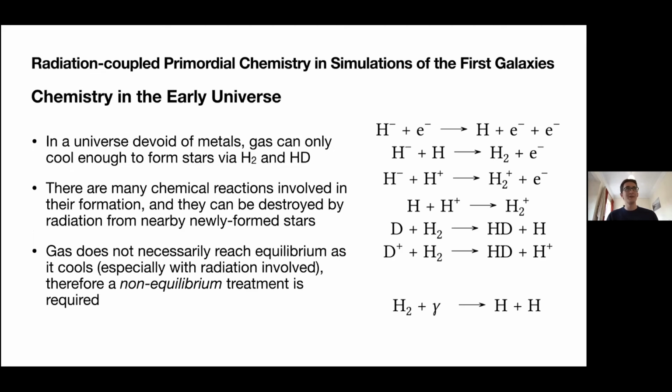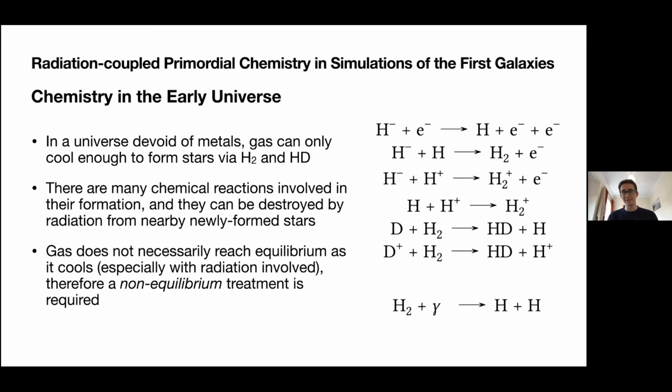So why should you care about chemistry in the early universe? There are no metals around to cool your gas. The only way to cool enough to form stars before there are any stars is to form H2 and its deuterated counterpart HD. It turns out, despite there being no metals around, there's still quite a lot of chemistry that can happen. I've just written down a few reactions on the right that show the main formation process of these coolants, but obviously there are many more reactions to consider in the whole system.